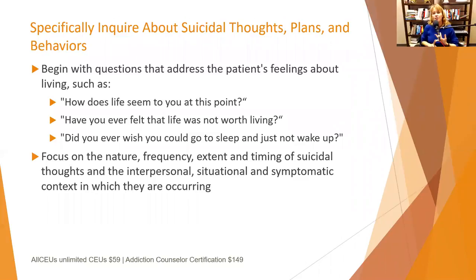Focus on the nature, frequency, extent, and timing of the suicidal thoughts and the interpersonal, situational, and symptomatic context in which they are occurring. Interpersonal, we've kind of talked about: are they alone? Are they with friends? Are their friends making it worse? What's the situation? Did something recently change in their life that's precipitating this crisis? A diagnosis of a terminal illness, or who knows? So there could be a situation that's precipitating it.